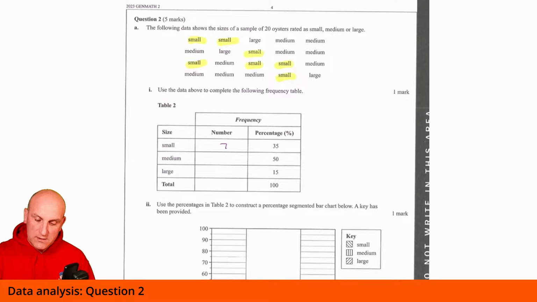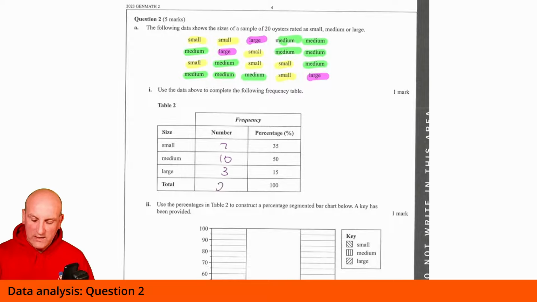So let's change my highlight color for the next one. What have I got? Medium. So I'm looking for medium. 1, 2, 3, 4, 5, 6, 7, 8, 9, 10. Yep, there's 10. And then I change the color of my highlighter again. Let's go purple for my large. 1, 2, 3. All right, 3.